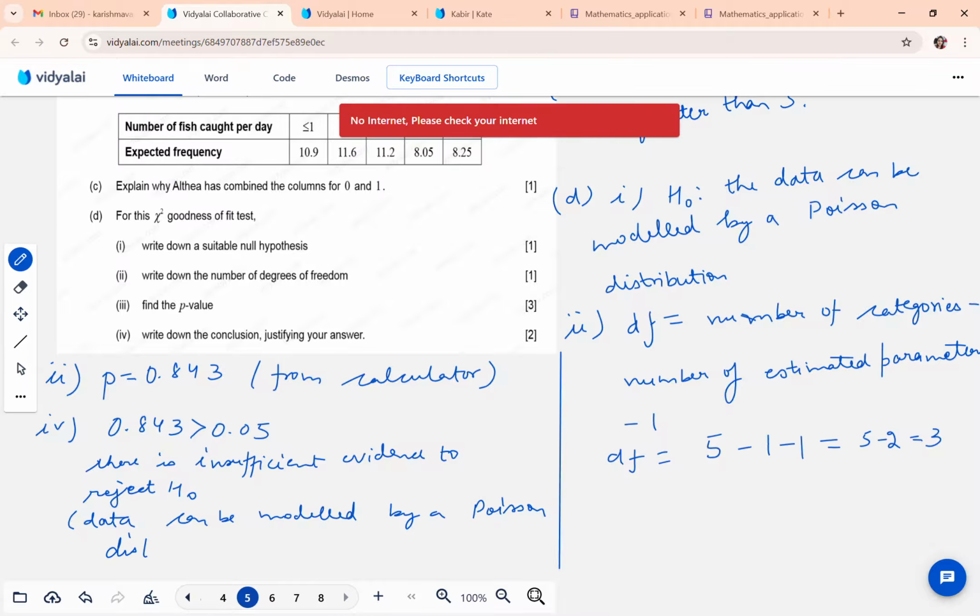Because that's what we considered in the null hypothesis H naught, that the data can be modeled by a Poisson distribution, and there is insufficient evidence to reject that, so that means it is modeled by a Poisson distribution. Okay, so that's all for this video. We'll continue in the next video after this.